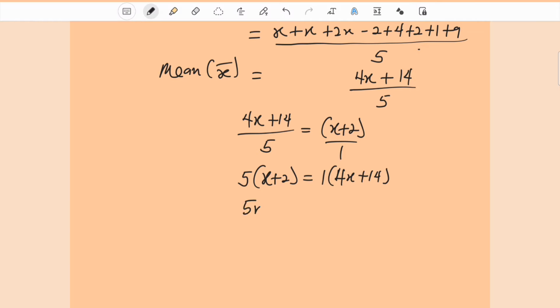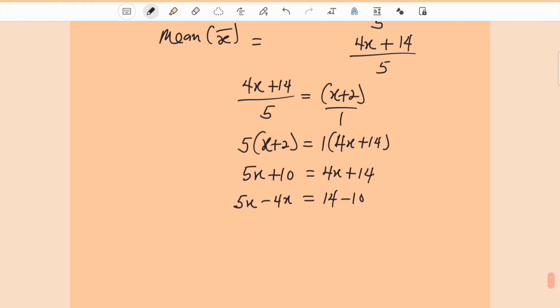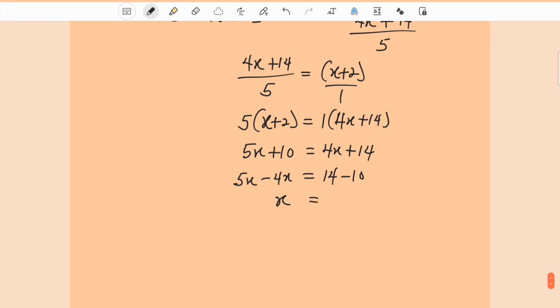It becomes 5x plus 10 equals 4x plus 14. Here I group like terms with respect to x, so the 4x joins the 5x, and it's going to be 14 minus 10. Therefore I can conclude that x is equal to 4. Therefore the value of x is 4.